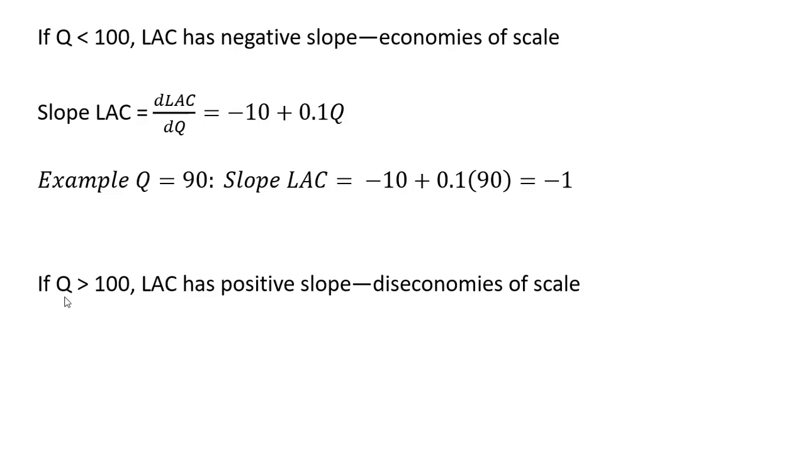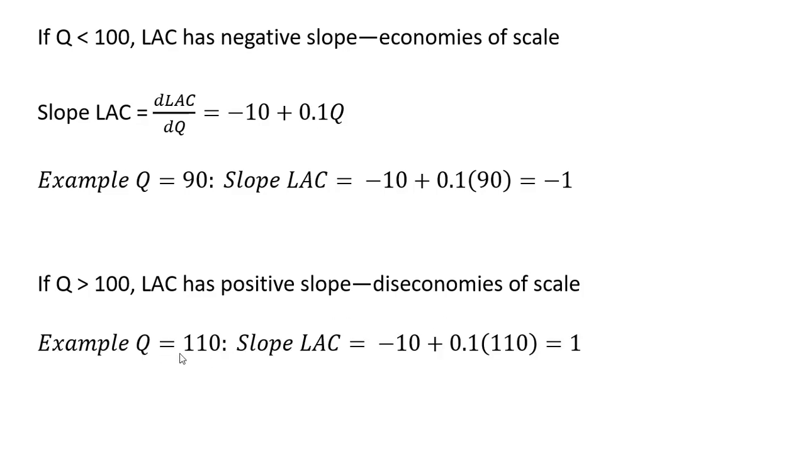On the other hand, if the output is greater than our minimum point, if Q is greater than 100, long-run average cost, in this case, will have a positive slope, and now we're dealing with diseconomies of scale. So for example, if Q equals 110, plug 110 into our slope equation, the derivative result, and here we get plus 1.